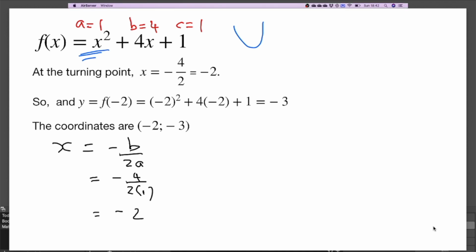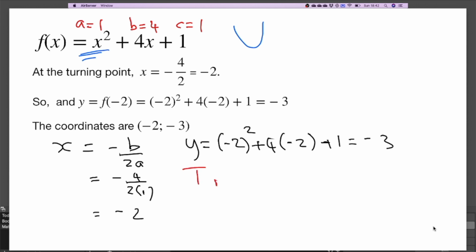What about y? If you know x, then you can find y. So all you do is take that x value and sub it into that equation. That is why you end up with minus 2 all squared plus 4 multiplied by minus 2 plus 1. And that will give us an answer of negative 3. So we know the turning point. So the turning point is negative 2, negative 3.